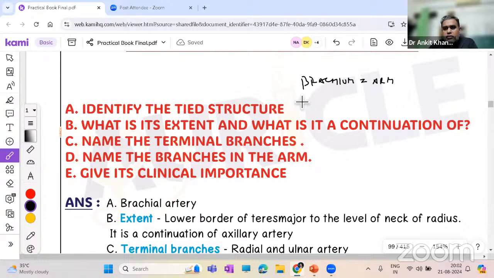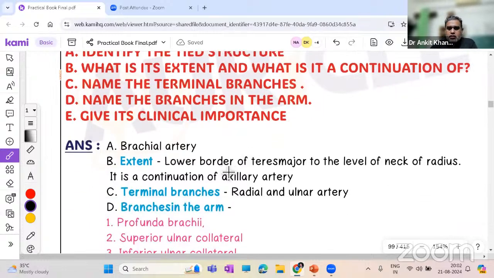And when we say forearm, it is antebrachium, which is the forearm. Okay, so it is the brachial artery, fine. Lower border of teres major to the level of the neck of the radius. It is a continuation of the axillary artery that we already discussed.